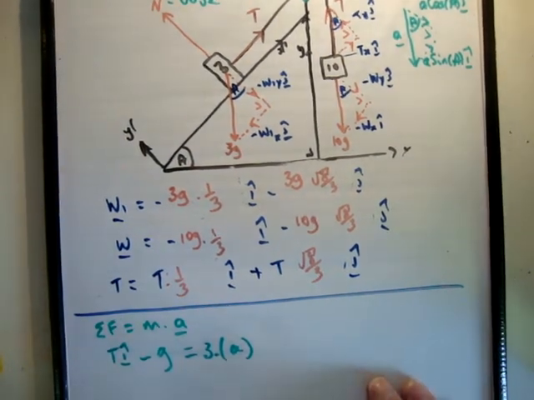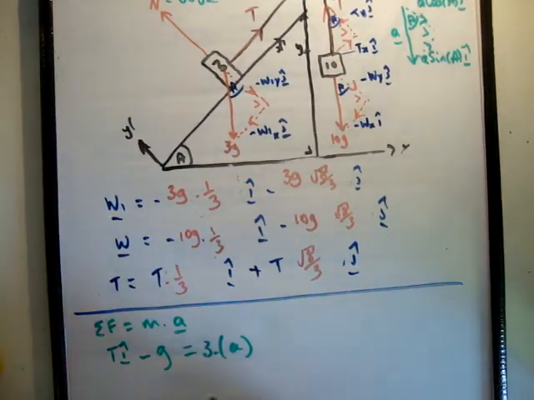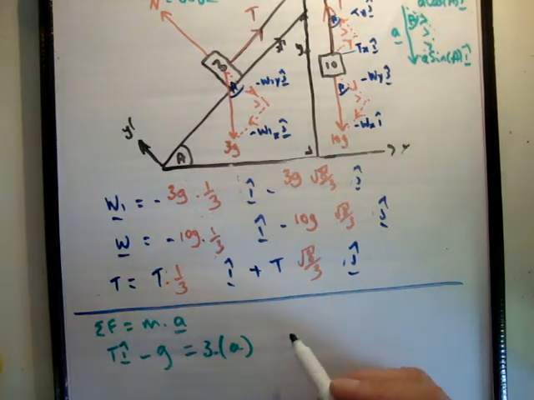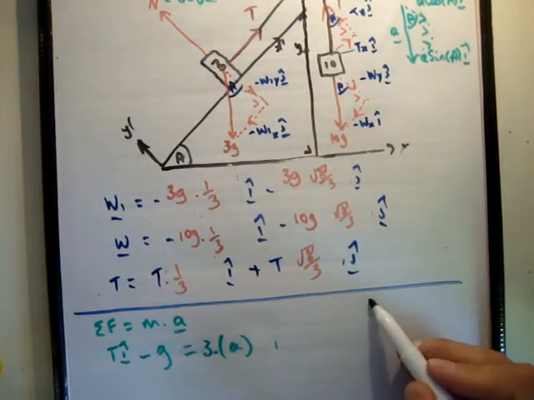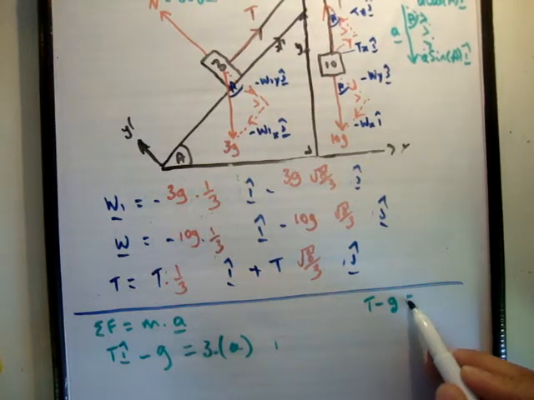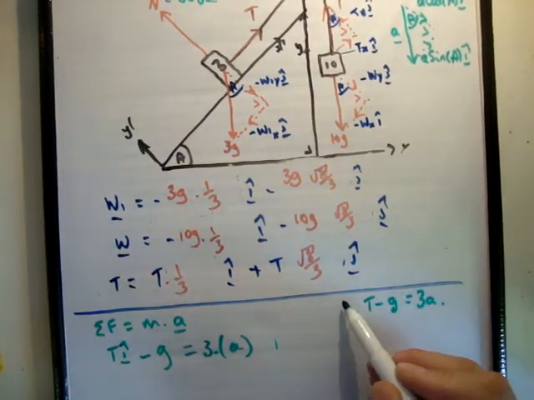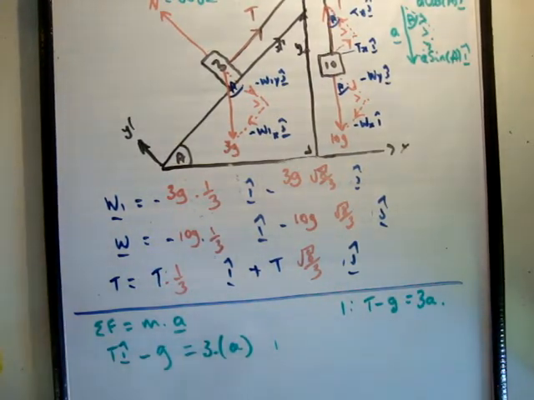So what do we have? We have 3 times a, that's fine. And we just call this equation 1. So I'm just going to write this in the corner. T minus g is equal to 3a. I'm going to call that equation 1. Alright, so that's pretty straightforward.